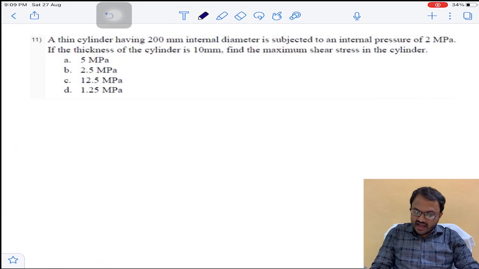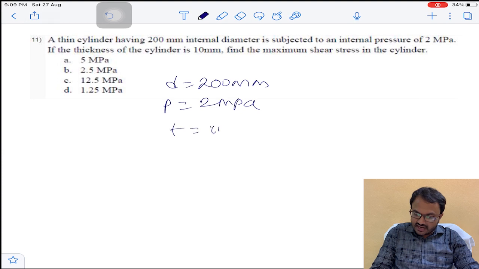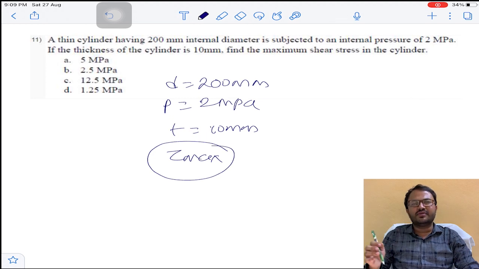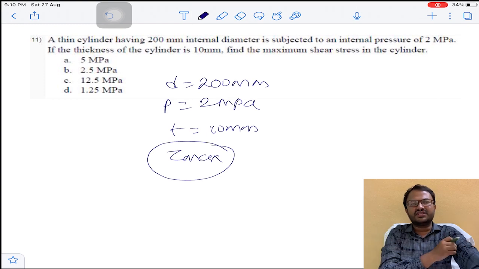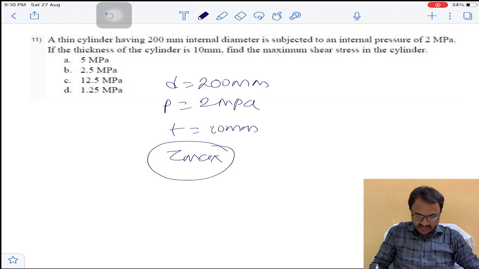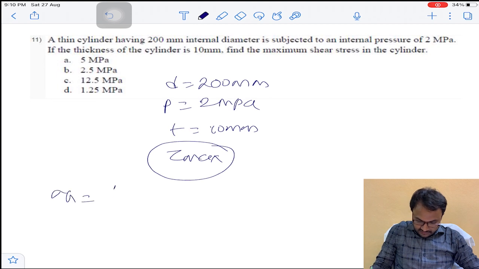A thin cylinder having diameter D is equal to 200 mm and internal pressure P is equal to 2 MPa. If the thickness is 10 mm, maximum shear stress we need to calculate. So before calculating maximum shear stress, what is maximum shear stress? It is the difference of major and minor principal stress divided by 2. So first of all, major principal stress is hoop stress. Sigma H is equal to PD by 2T. So by substituting the values, you will get it is 20.